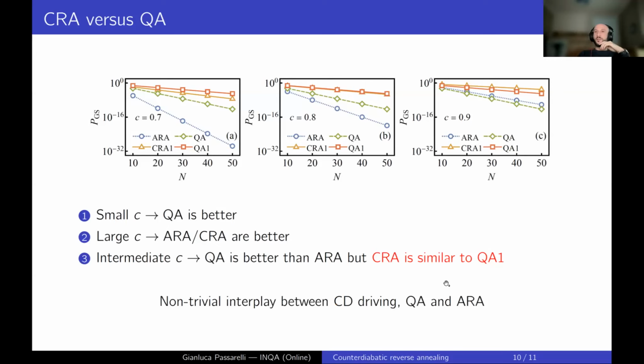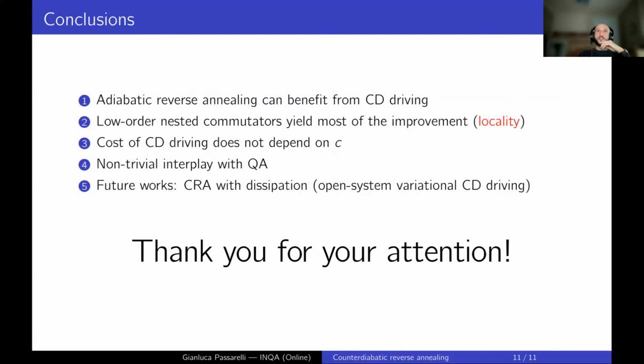And this is probably due to the fact that we have an extra local term in the Hamiltonian of adiabatic reverse annealing. So probably a local approximation of the counterdiabatic driving operator can help you more if you're using ARA compared to quantum annealing. But of course, this is just one very specific model, and this effect has to be studied also for other models to see if this is a general result. So these are my conclusions.